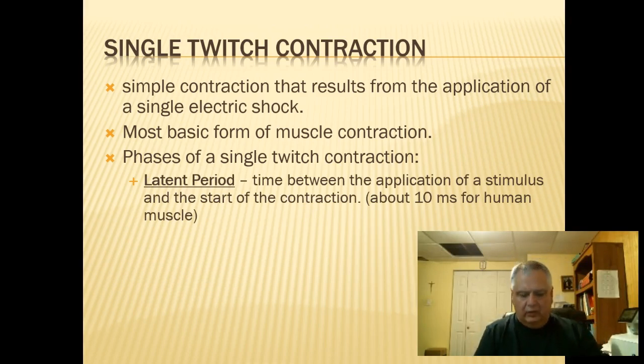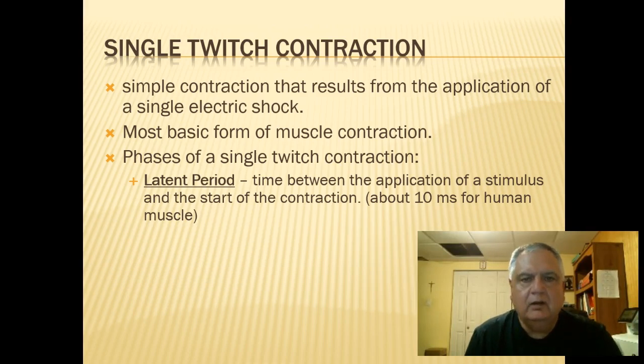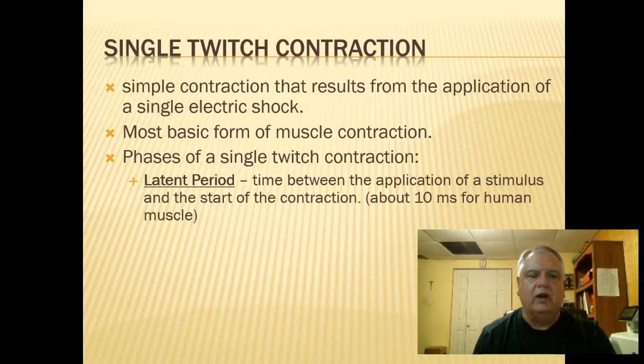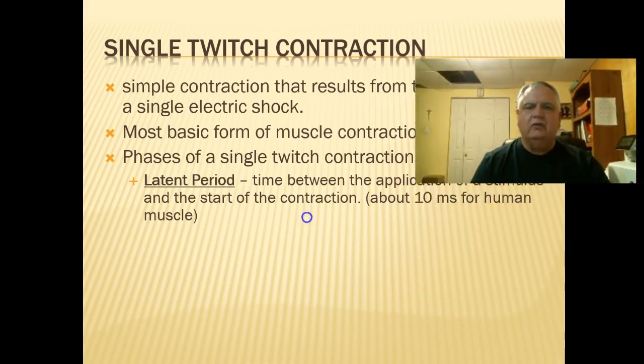The first phase of the contraction is referred to as the latent period. The latent period is defined as the time between the application of a stimulus and the start of the contraction. For humans, the latent period is usually somewhere around 10 milliseconds, a very brief period of time. But what we're saying here is that once we apply the stimulus, the muscle just doesn't automatically respond by undergoing contraction. There's a little delay before the contraction takes place. That little delay is called the latent period.